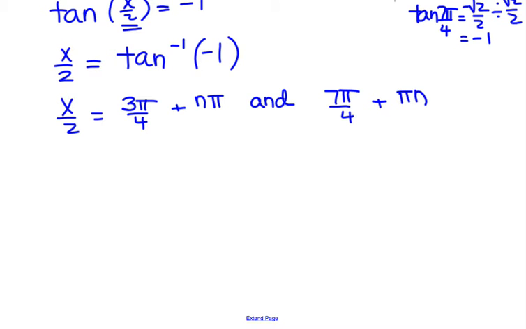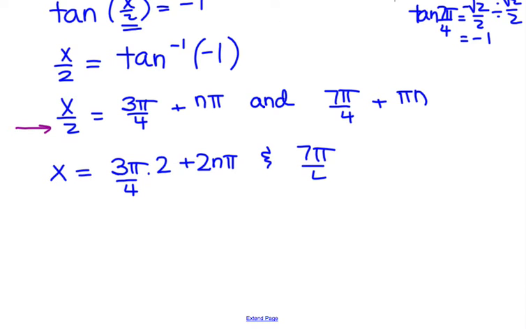All right, now we're going to solve this for x. So to solve this for x, we have to get rid of this divider of 2. So to undo that, we're going to multiply everything by 2 on the right-hand side. So we say 3 pi over 4 times 2 plus 2 n pi and 7 pi over 4 times 2 plus 2 pi n. So we're multiplying everything by 2, all the terms on the right.